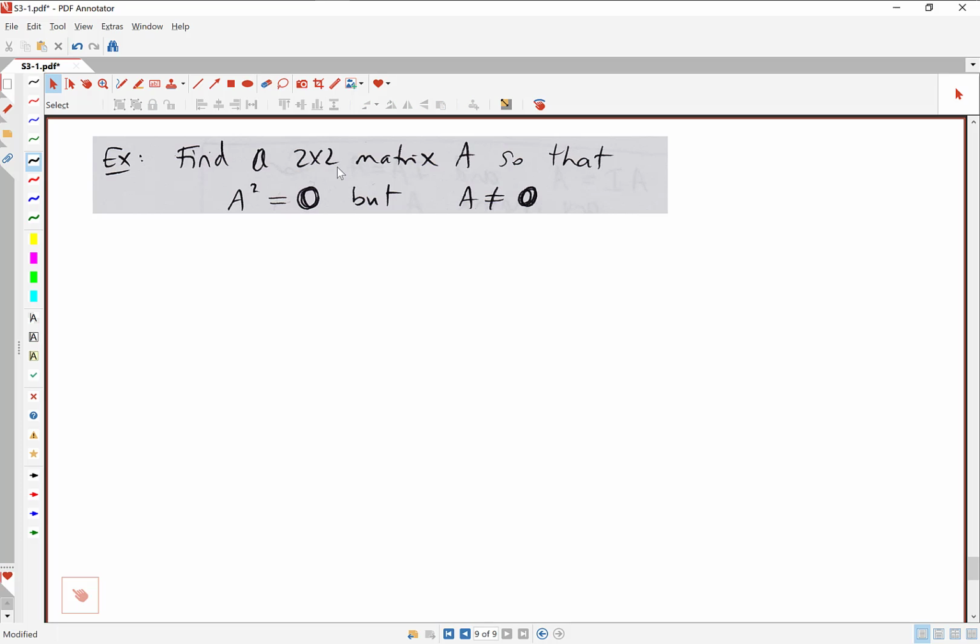So for our last problem, we're going to find a 2 by 2 matrix A so that A squared is equal to the 0 matrix, but A is not equal to the 0 matrix. So this is really going to test how well we've absorbed matrix multiplication. Let's think about what we're trying to do. So A is 2 by 2. We want to multiply A by itself so that we create a matrix just entirely of zeros. That's what the 0 matrix is.